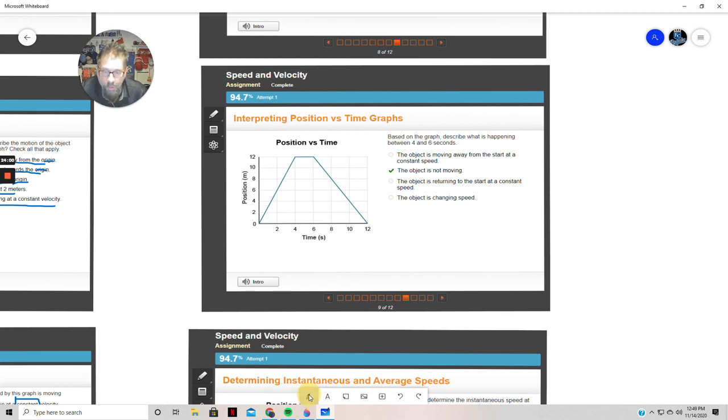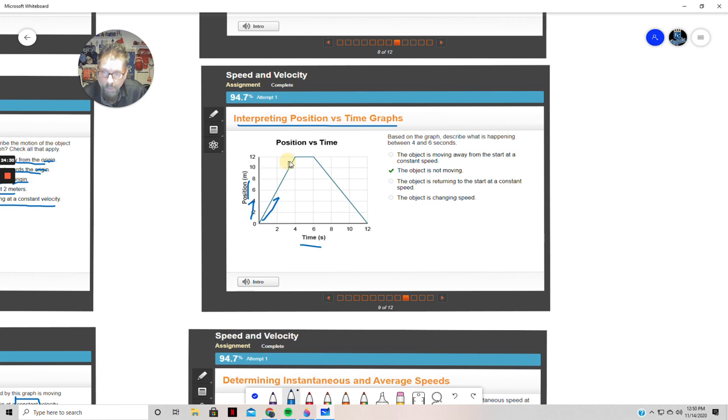So now we're going to look at interpreting position versus time, which is what a lot of the graphs have actually been looking at: position on the y-axis, time on the x-axis. But now you can see we've got a different scenario. We're moving away. This line is going up the y-axis, so we are moving away from our starting position and our origin.